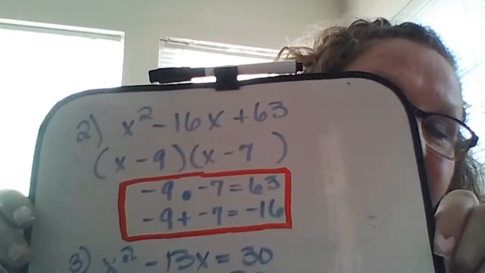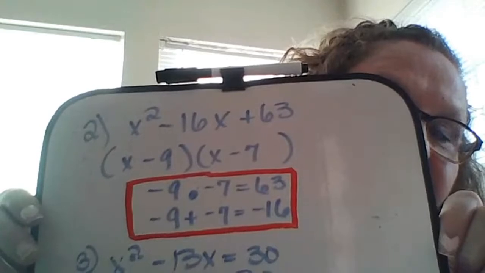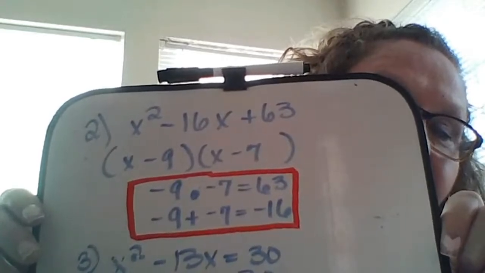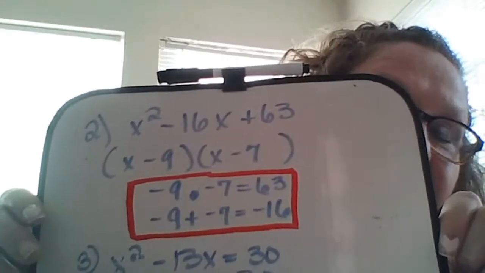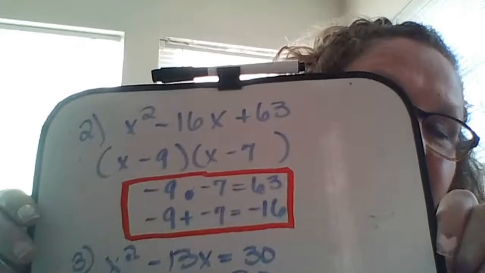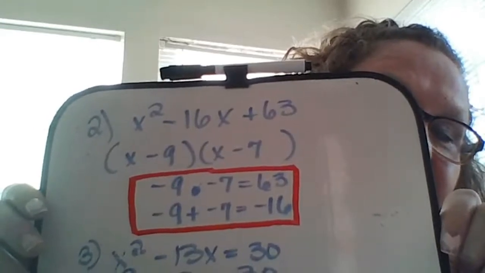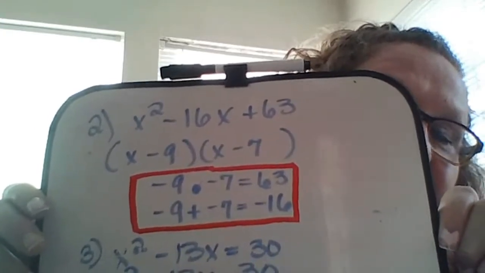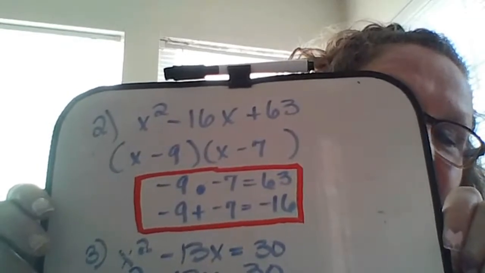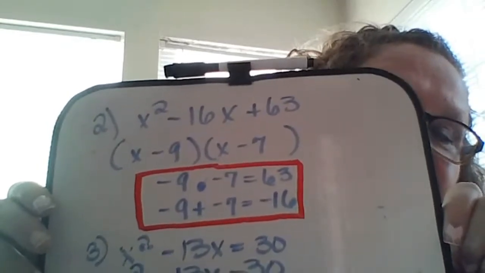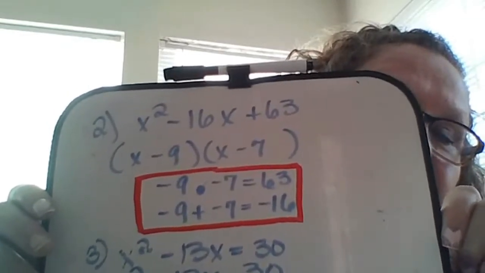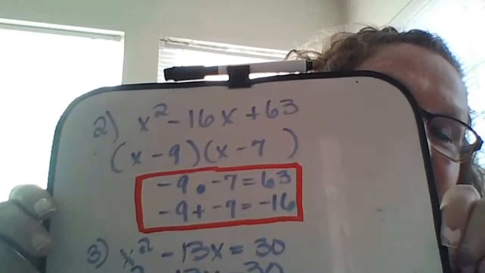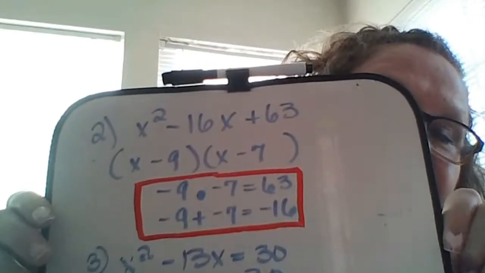Well, if you think of negative 9 and negative 7, two negatives multiplied together make a positive. So we know that negative 9 times negative 7 will give us positive 63. But when we add negative 9 to negative 7, that gives us negative 16, which is our middle term. So that shows us that the two factors for number 2 would be x minus 9, x minus 7.